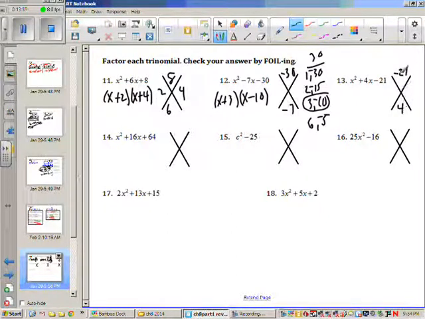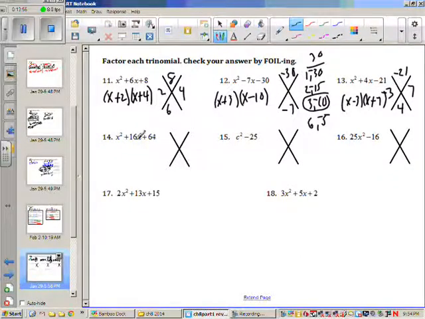The factors of negative 21 are fairly easy. There's only two options, 1 and 21 or 3 and 7. 3 and 7 have a difference of 4. We want the smaller number to be negative, giving us x minus 3, x plus 7. FOIL it out, you'll see it works.